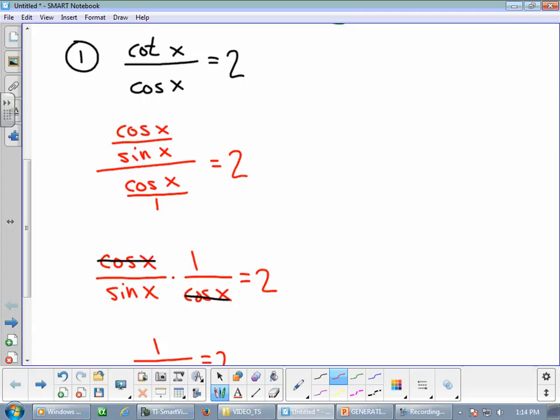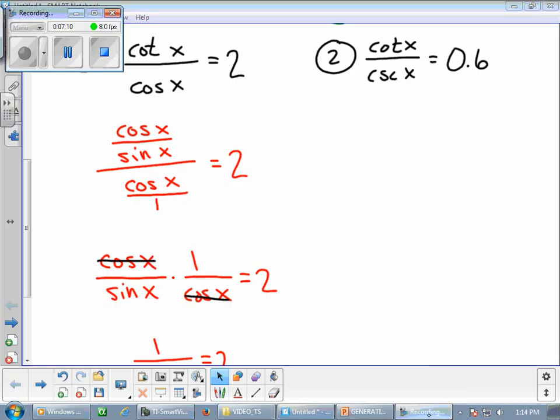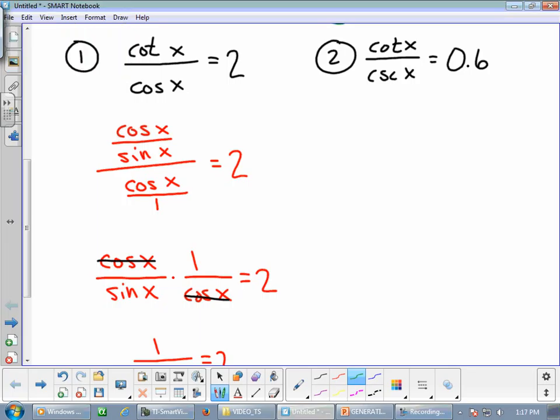All right, let's look at another one that's similar, actually maybe even a little bit easier. And let me give you a chance to do this on your own. Second example. Cotangent of x over cosecant of x is equal to 0.6. I will give you 2 minutes if need be.